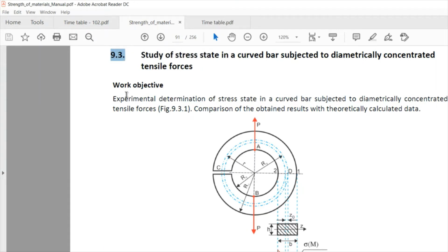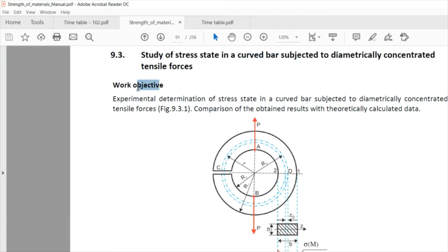So our experiment for today will be the study of stress state in a curved bar subjected to diametrically concentrated tensile force. So basically, if you go to the last experiments, 1 and 2, we had a straight bar and we applied tensile force and we studied the stress and strain and modulus of elasticity and also Poisson ratio. The difference for this experiment is that it is a curved bar instead of a straight bar.